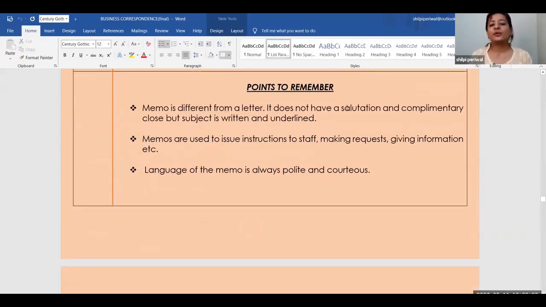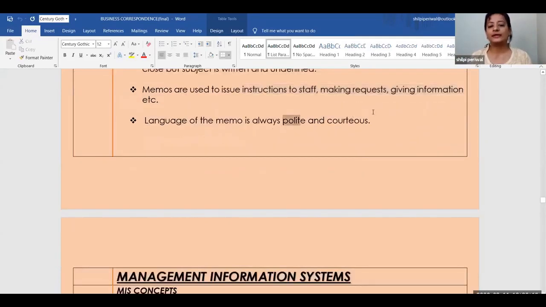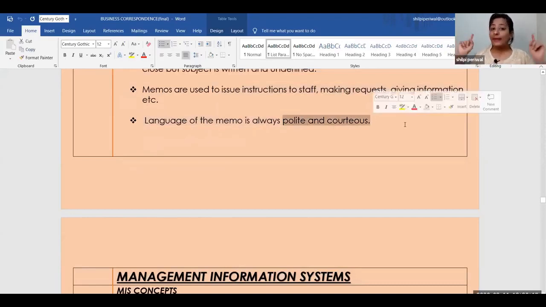Memo, why is it different from a letter? It does not have any salutation and complimentary clause. There is nothing like dear sir, yours faithfully, all that is not there. It's a standard template, which is a memo. Used for instructions to staff, make requests, give information. Language is polite and courteous. Memo language is polite and courteous, but does an office order have polite and courteous language?